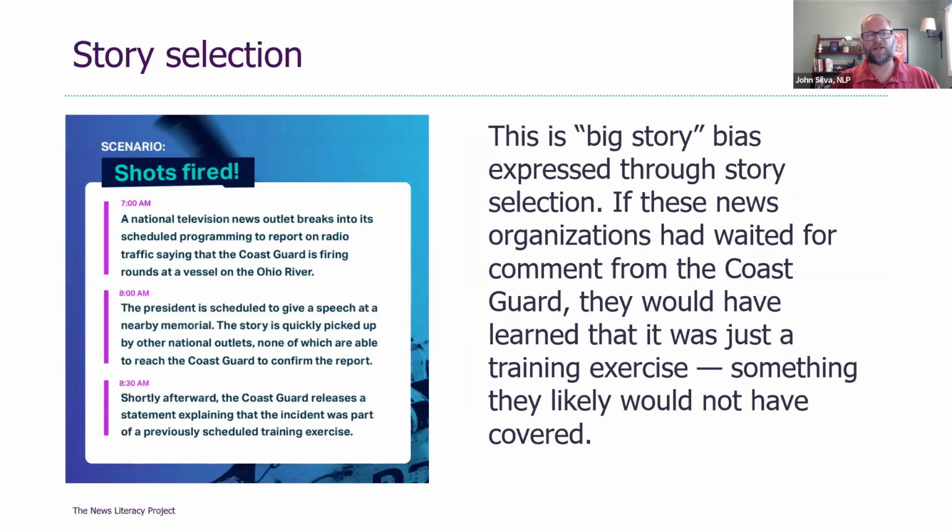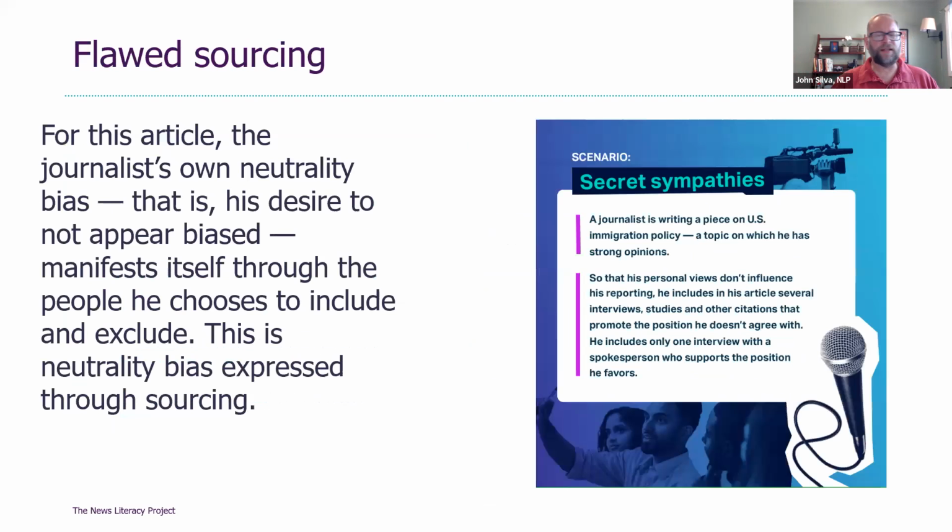The big story bias is also an example of story selection, right? Because they choose to run it quickly, they chose to emphasize it, a breaking news event, when they should have waited, and in the end it turned out to be a very minor story. That's another example of story selection. And then the last one, this was the other neutrality bias. This is what we call flawed sourcing. If we use problematic sources, or if we favor sources from one perspective over others, flawed sourcing is the way that this can be expressed.